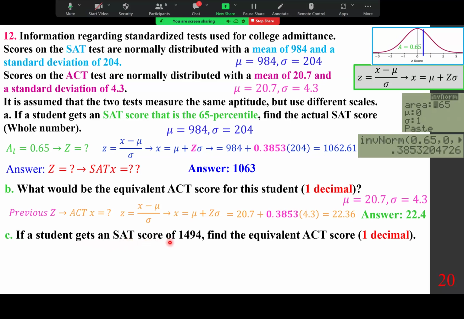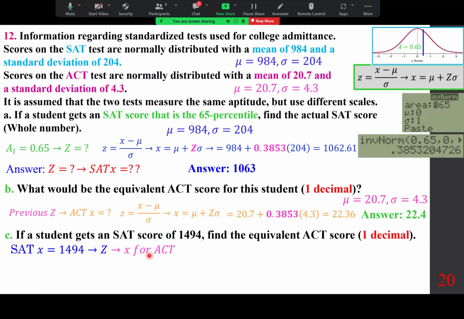If a student gets an SAT score of 1494, find the equivalent ACT score, and again, they want one decimal for the ACT. So SAT is given, ACT is missing. How do you find that? From the SAT score, which is the X score, we will need the Z score. We want to see what this corresponds to as far as the Z score is concerned. And then from the Z score, we go to the X for ACT. That's the process. So the SAT X score of 1494 gives us the Z somehow from the table. We find it using the formula, and then we go to the X value for ACT.